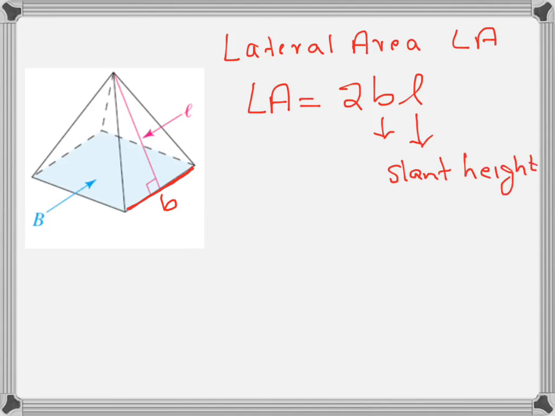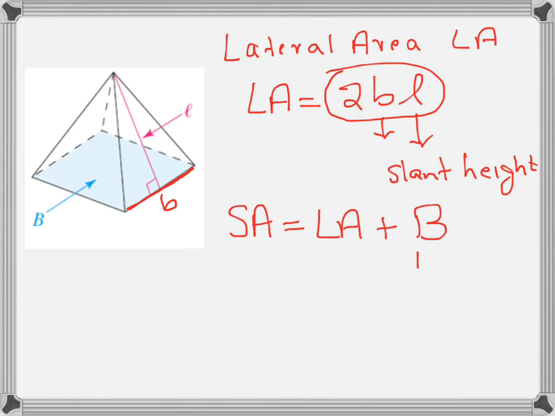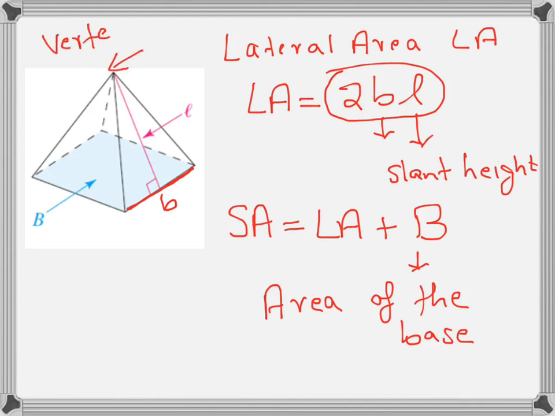So the formula to find the lateral area of a square pyramid is 2BL. The formula to find the surface area of a square pyramid is LA plus B. And what does B stand for? It is the area of the base. And in a square pyramid, there is only one base. This is called the vertex of the pyramid.